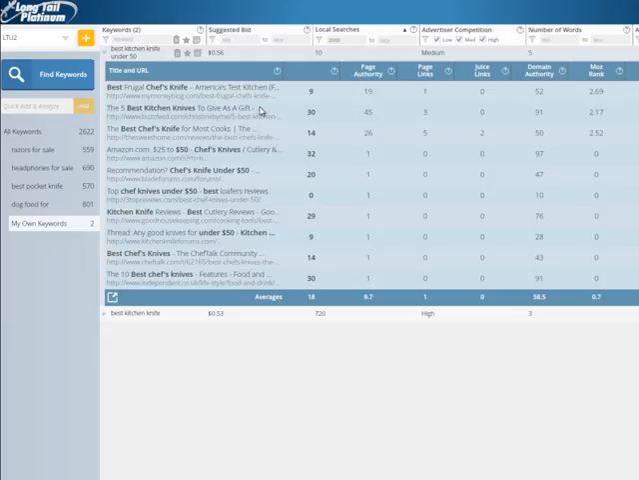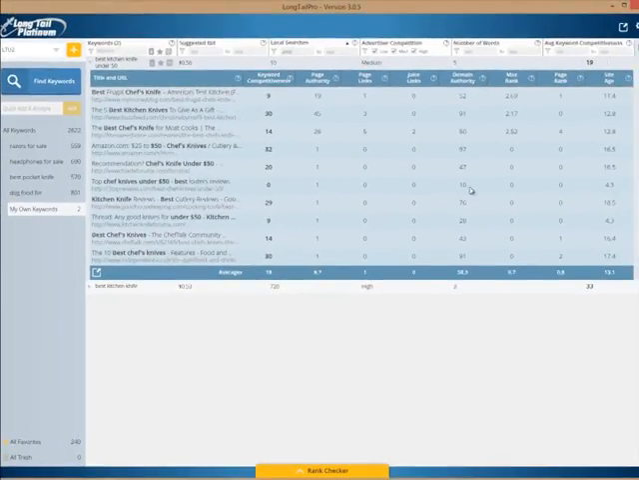See, now what we've done is we've got a keyword that is extremely low competition, as you can see. So best kitchen knife under $50 actually has an average keyword competitiveness of just 19. So it's very, very low competition. The downside is that it only does get searched for 10 times per month, at least according to this stat.